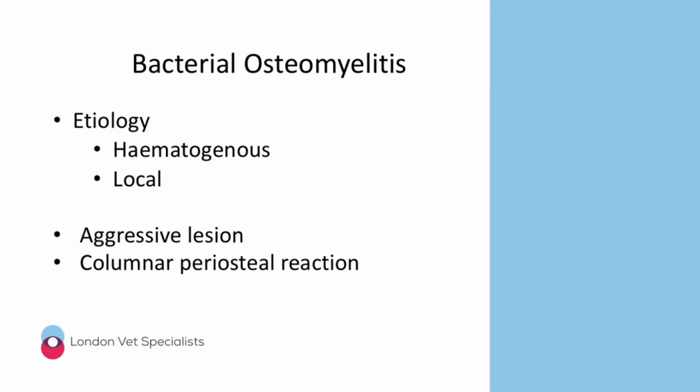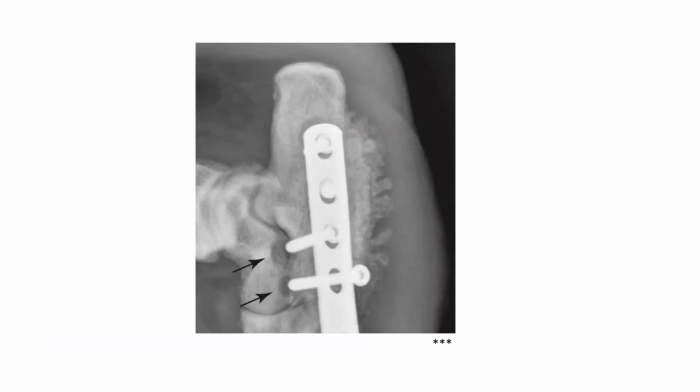However, this doesn't apply to all lesions, but more often than not, bacterial osteomyelitis will have an irregular periosteal reaction and it'll look more columnar-like. So again, let's take a look at an example.